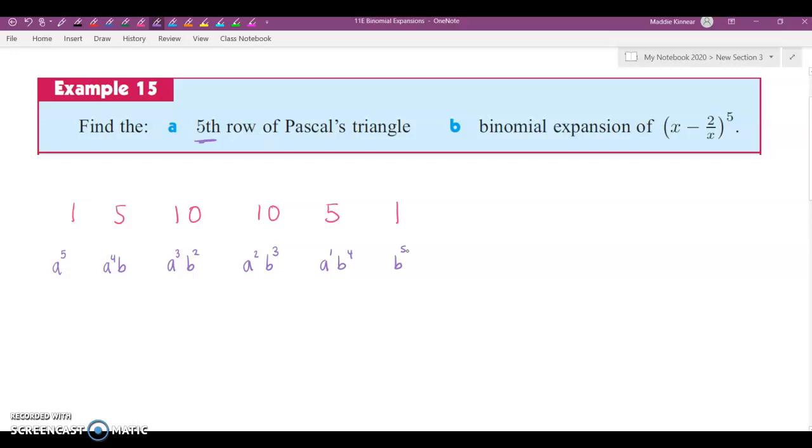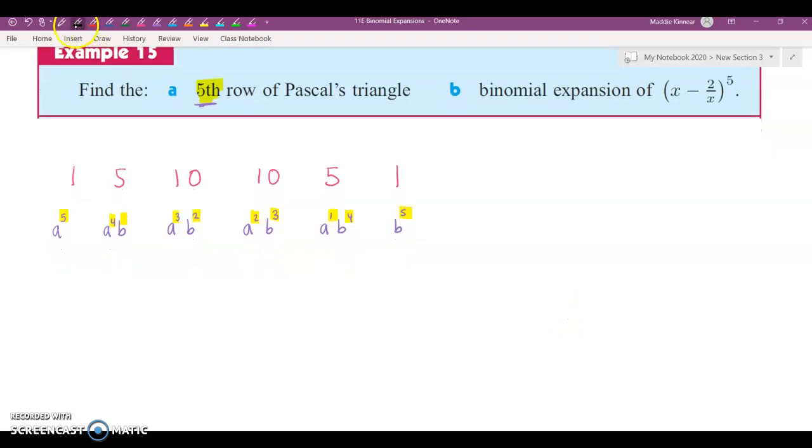Now a handy little tip with these is, because we are looking at the 5th row, the powers on each term actually always add back up to 5. So 4 add 1 would make 5, 3 add 2 makes 5, 2 and 3, 1 and 4, and 5. So you know you're on track if they're adding back up to the power that is on the binomial expansion. So we're now going to use this to expand this. So let's start writing this out.